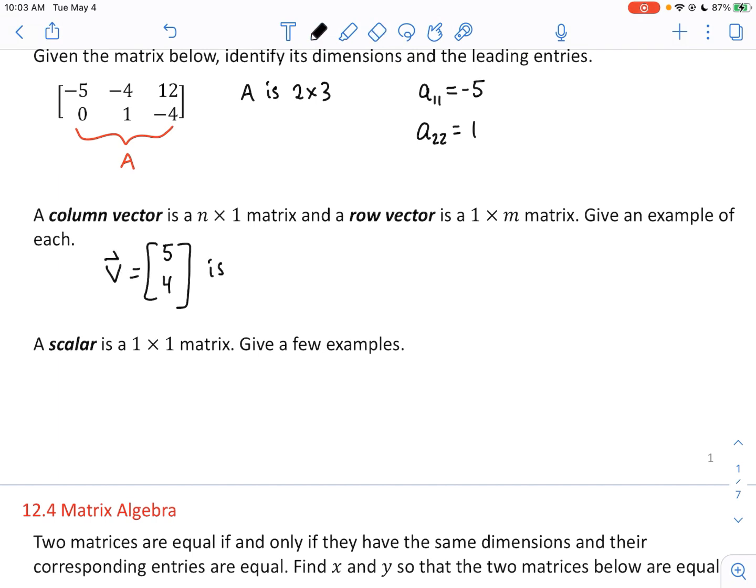This vector here is 2 by 1, and let's do a row vector. Let's call this row vector w, and let's make it 1 by 3. So 1 row, but 3 columns, 1, 6, -2. This row vector is a 1 by 3 vector.